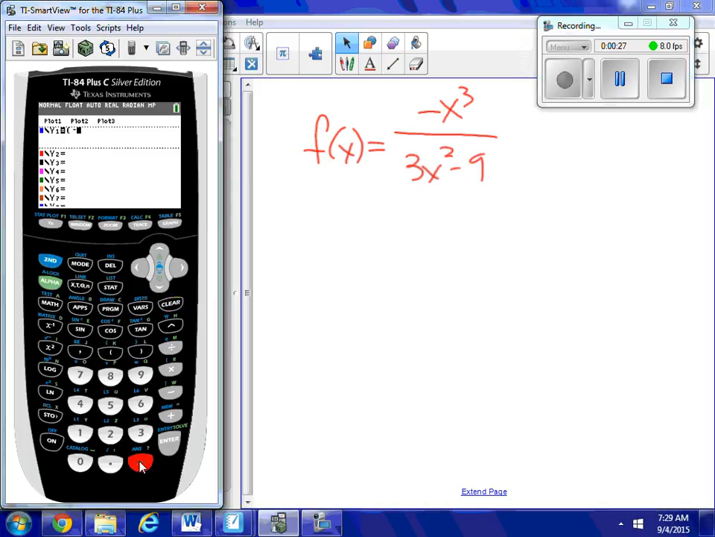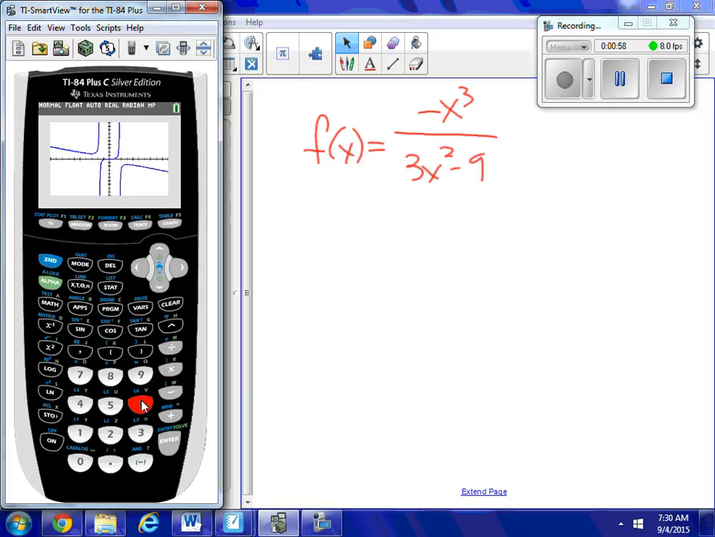So I go negative x, caret 3, and I close my parentheses, and I'm dividing that by parentheses 3x squared minus 9, close parentheses, zoom 6, and I'm going to get a graph here. Well, that's an interesting function.